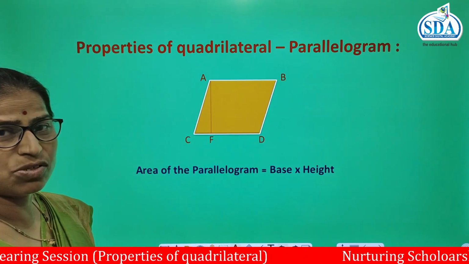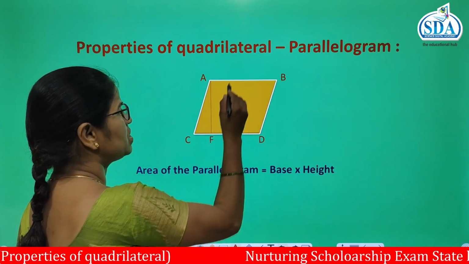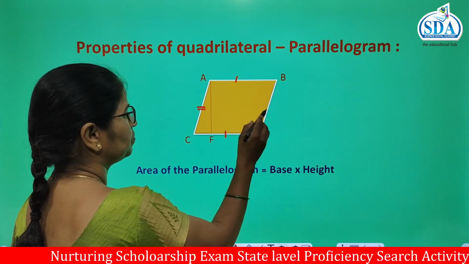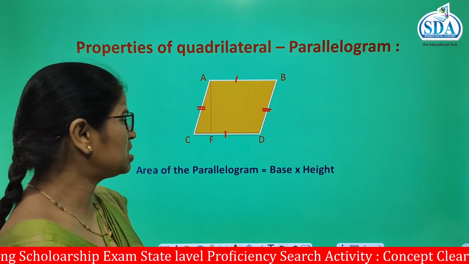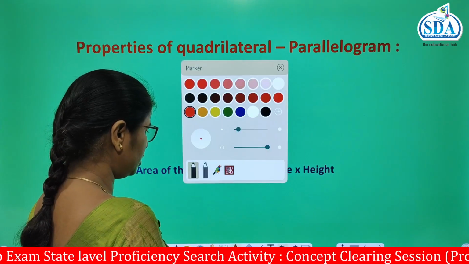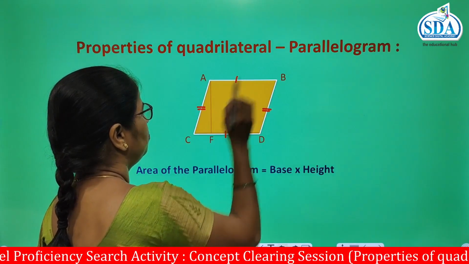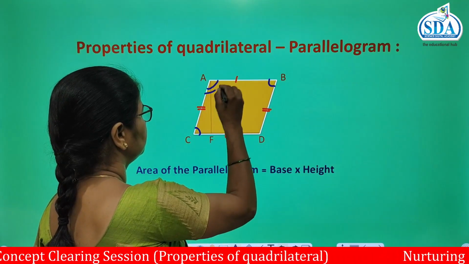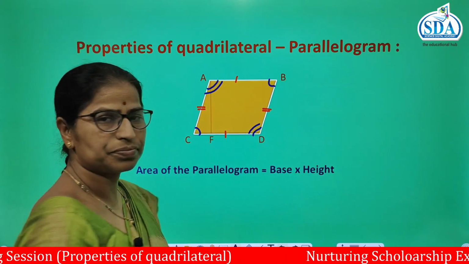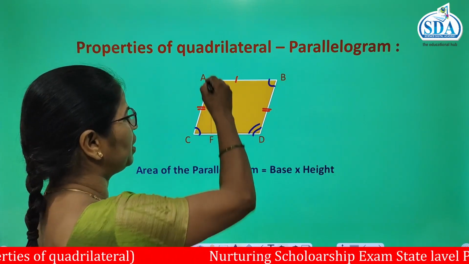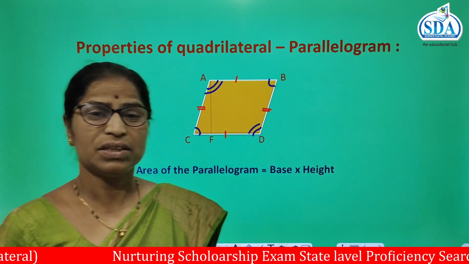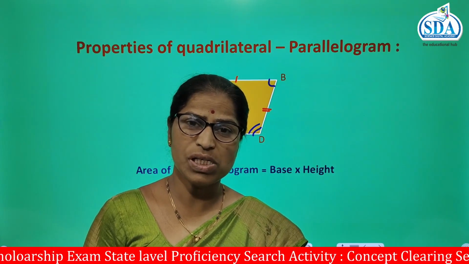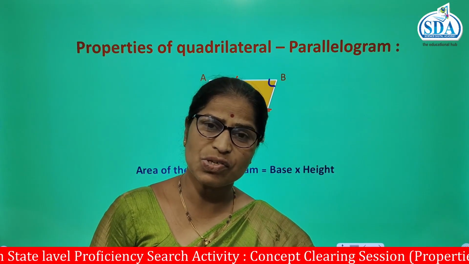And what are the properties of parallelogram? Opposite sides of parallelogram are parallel and congruent. And properties about angles: opposite angles of parallelogram are congruent. And what about the property of diagonals of parallelogram? They are bisectors of each other. Diagonals of the parallelogram are bisectors of each other.